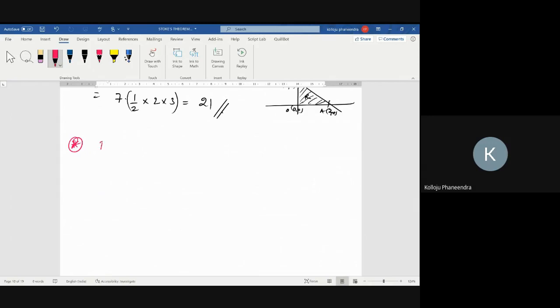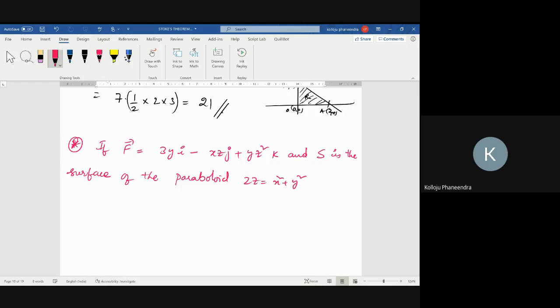Yeah, you try this. If F bar equal to 3yi minus xzj plus yz square k, and S is the surface of the paraboloid 2z equal to x square plus y square, bounded by z equal to 2.